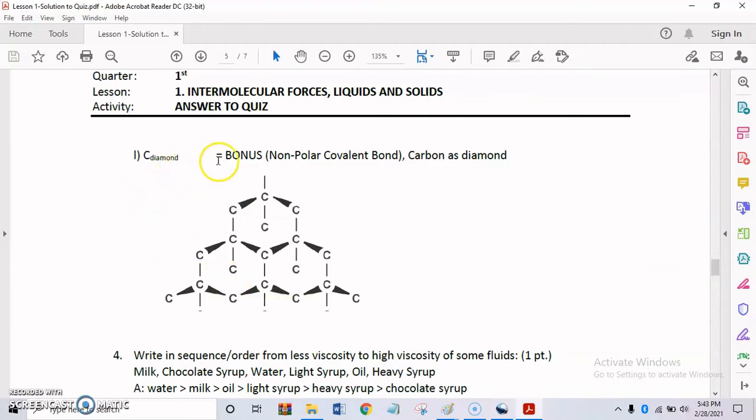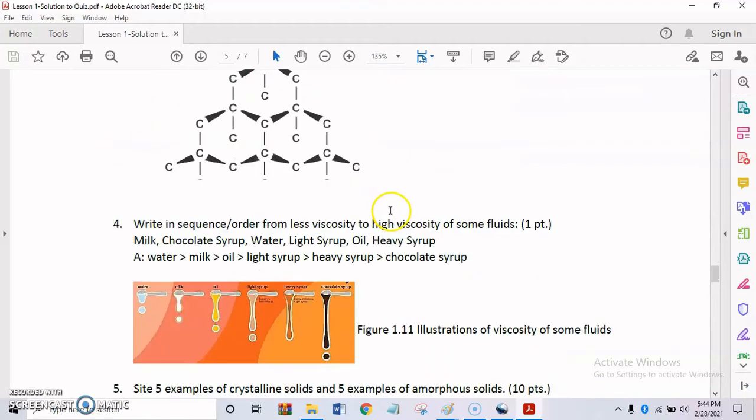Lastly, diamond. This is my bonus for you. Diamond is a carbon compound only. It is a non-polar covalent bond compound. It has no intermolecular forces of attraction, but it has intermolecular bonds. The bond it has is non-polar covalent. Okay. So, this is a bonus for you.